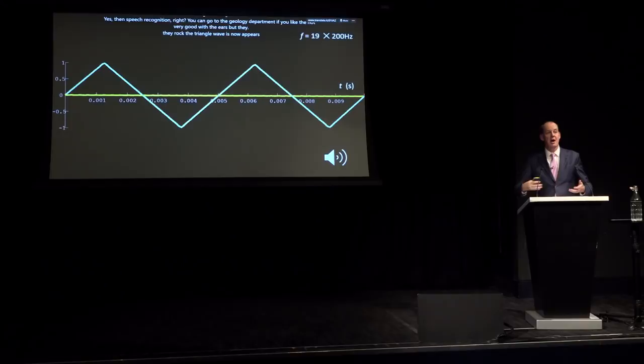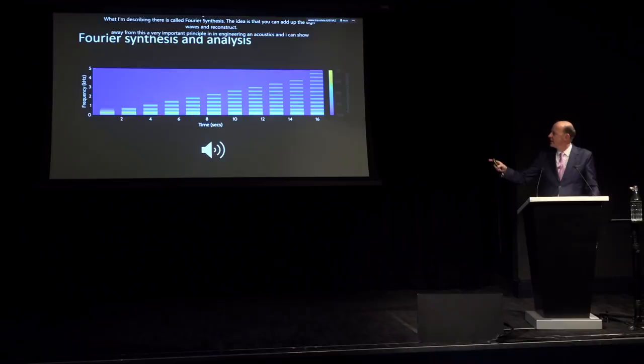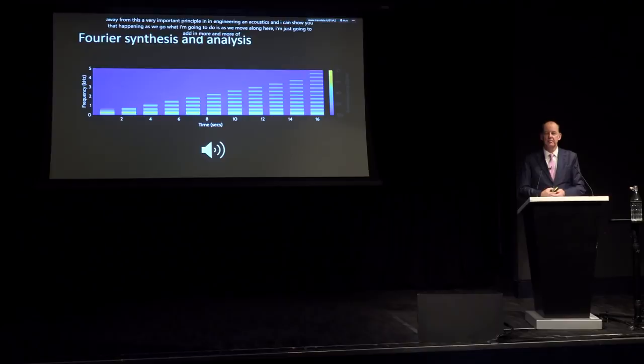So what I'm describing there is called Fourier synthesis. The idea is that you can add up these sine waves and reconstruct a waveform. It's a very important principle in engineering and acoustics. And I can show you that happening as we go. What I'm going to do is, as we move along here, I'm just going to add in more and more of these so-called harmonics, as they are called. These are the things at the multiples. And you should hear the waveform getting progressively closer and closer to the triangle wave that we heard earlier.